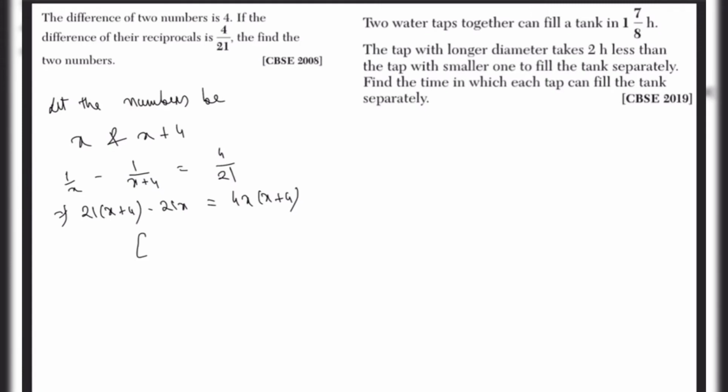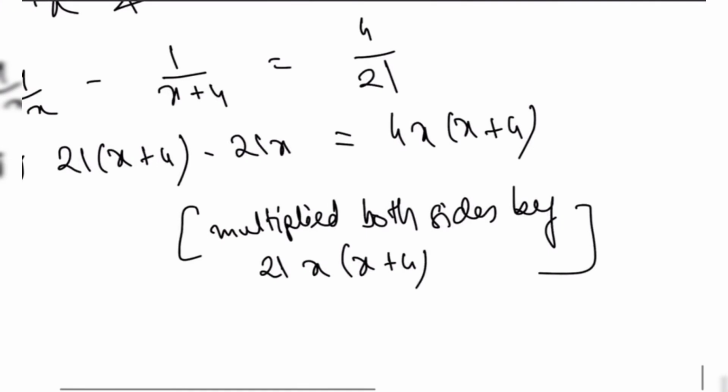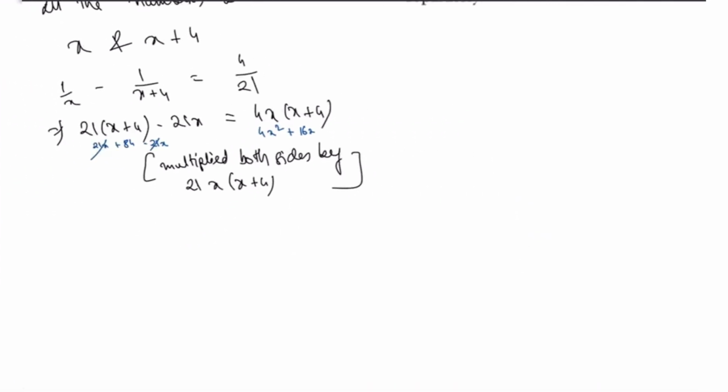Here you need to write multiplied both sides by 21x times x plus 4. So let's quickly check what is going to happen here. So 21x plus 84 minus 21x. So these two are going to get cancelled. What do we get on the right hand side? 4x square plus 16x. Okay. Now let us use this and write our equation. So 4x square plus 16x minus 84 equals 0. This is our equation.